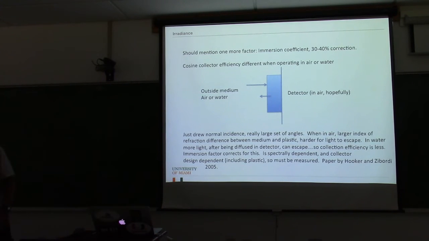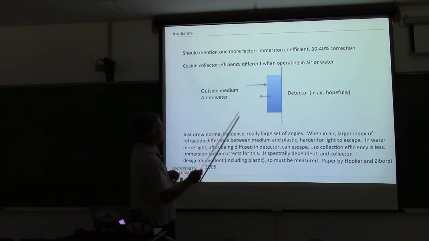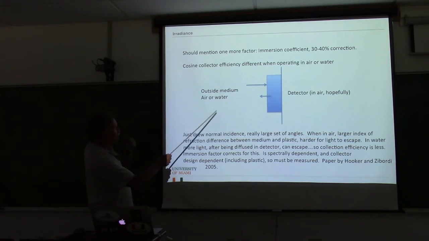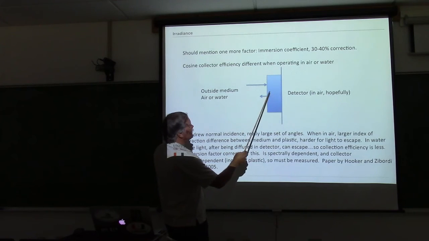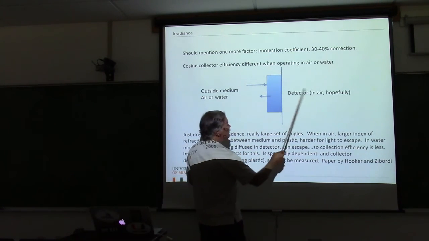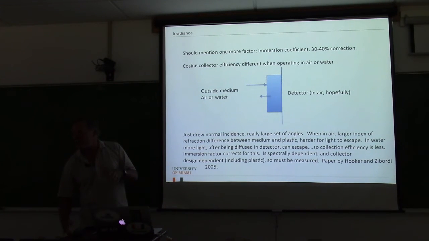The other thing I should mention is there's something called an immersion factor for irradiance collectors. I just drew the normal incidence here. I tried to put a lot more words on the slides than I normally would, okay? So anyway, this is the detector light field coming in here. So you have the light coming in, the collector, and some sort of detector that's back behind that diffuser. That's probably in air because we like to keep our instruments in air for the most part.